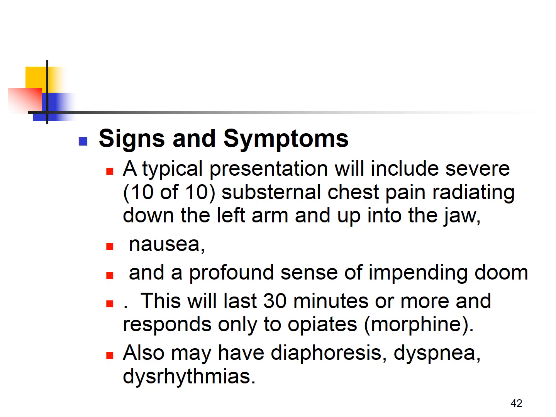A typical presentation would include severe pain, usually 10 out of 10. They say that it radiates down the arm and up the jaw. It's like an elephant sitting on my chest. They may be nauseous. They feel a sense of impending doom. This will usually last for 30 minutes or more and respond only to, not nitroglycerin, to morphine, right? Also may have diaphoresis, dyspnea, and dysrhythmia.